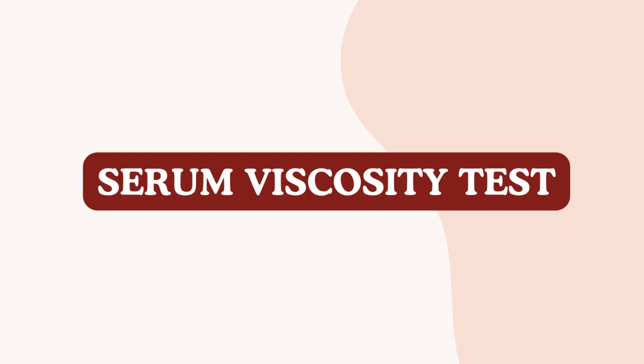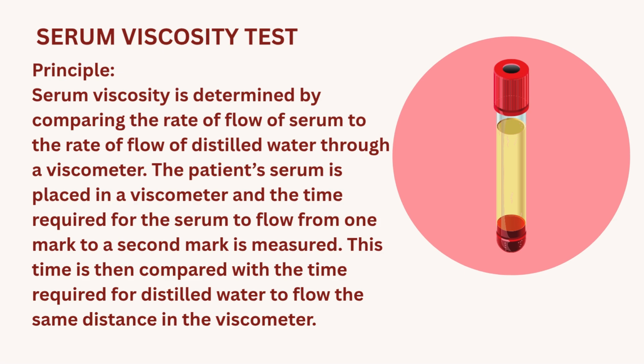So, serum viscosity test. Viscosity is the property of a fluid that resists the force causing it to flow. The viscosity of serum is primarily a function of the concentration of protein and is determined by comparing it with the viscosity of distilled water. So the principle of this test, the serum viscosity is determined by comparing the rate of flow of serum to the rate of flow of distilled water through a viscometer.